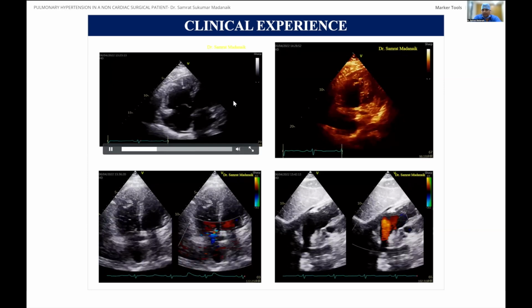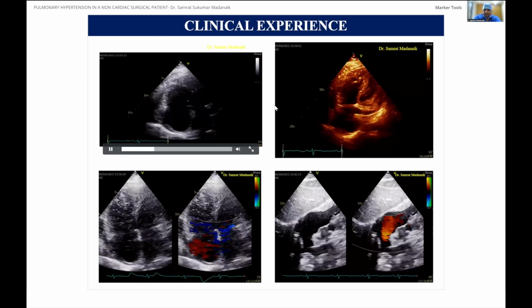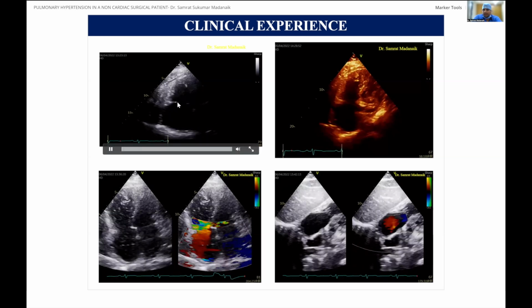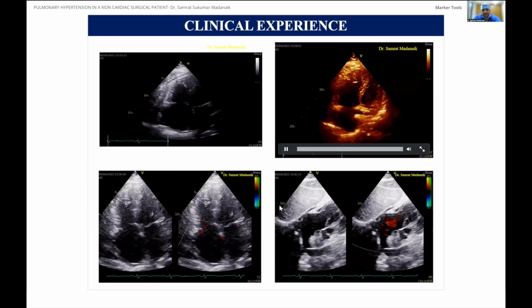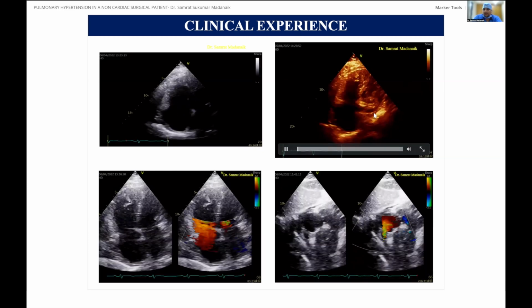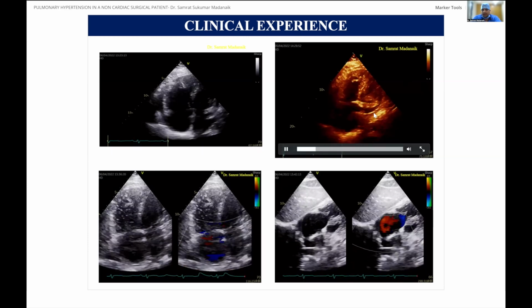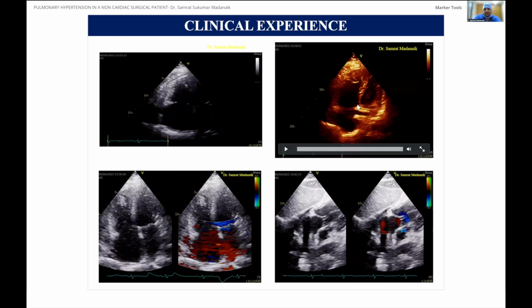Another patient I had was going to be subjected to non-cardiac surgery, that is umbilical hernia repair, but in the preoperative phase, because of proper echocardiographic screening, we could catch him. When we did the transthoracic echo of this patient, you can see the RA and the RV are dilated, also the coronary sinus is dilated. Whenever you find this kind of features, the first thing that comes to your mind is whether the patient is having congenital heart disease.